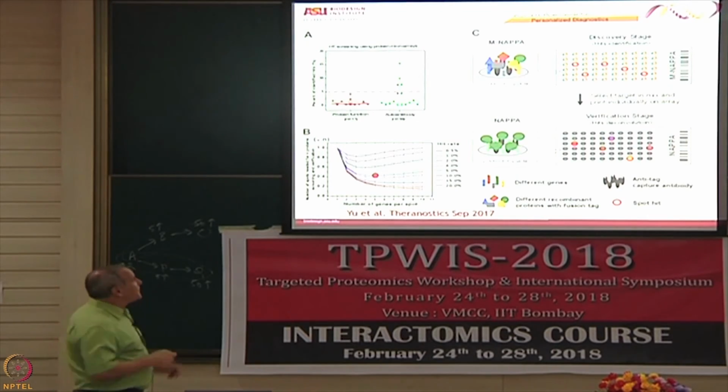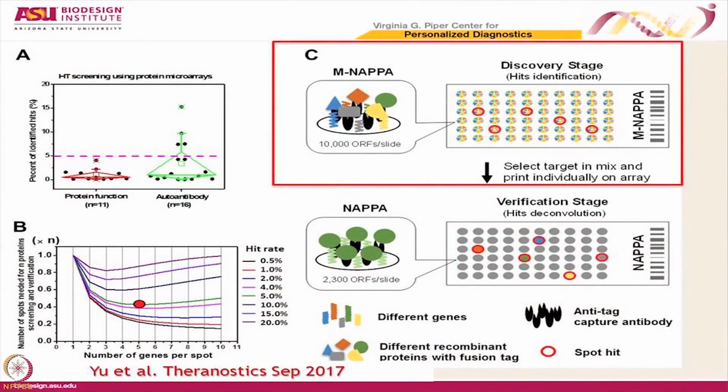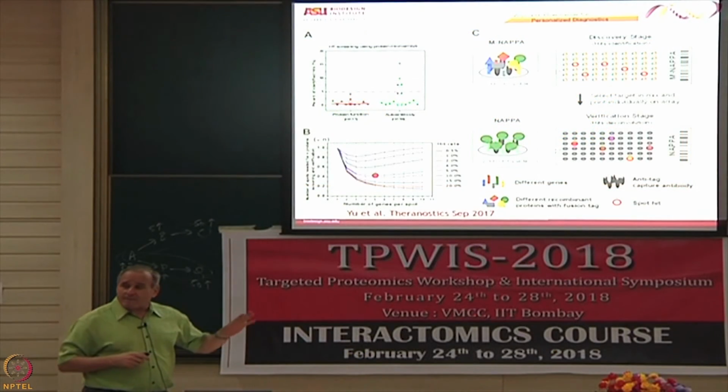Does that make sense? And so the idea here then is you could take a standard NAPPA that has 2,300 spots, or let's say for the sake of argument we can do 2,500 spots, you could print the entire 10,000 open reading frames on one slide doing 5 proteins per spot. And that's what these different colors are meant to indicate, 5 different proteins per spot. Then you would screen that, and let's say you get these 5 hits, 1, 2, 3, 4, 5. You take each of these 5 hits, that's 25 possibilities.